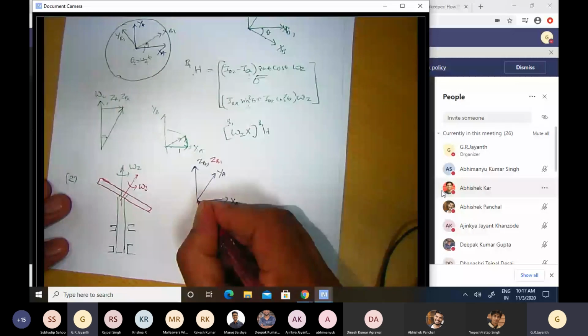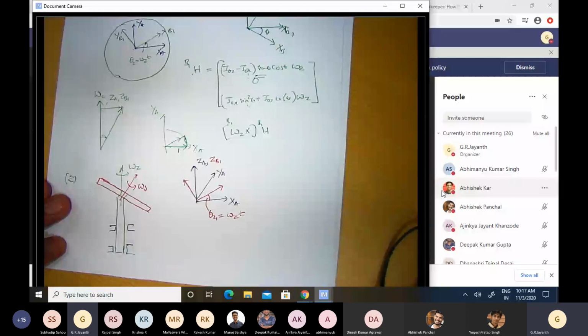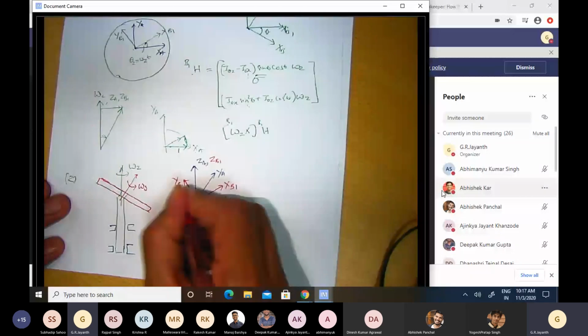So the angle theta z1 was equal to omega z times t, and the y-axis also did the same thing. So this was the first intermediate frame. This is xb1, this is yb1. Then for the second intermediate frame, I shall draw the xb1 yb1 frame here. This is xb1, this is yb1.